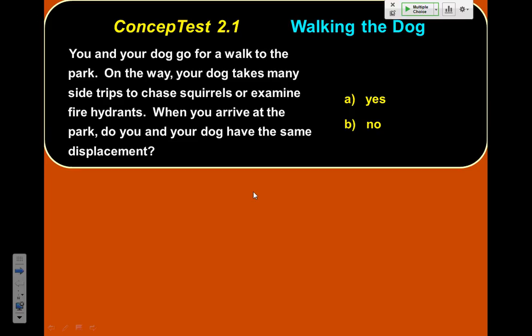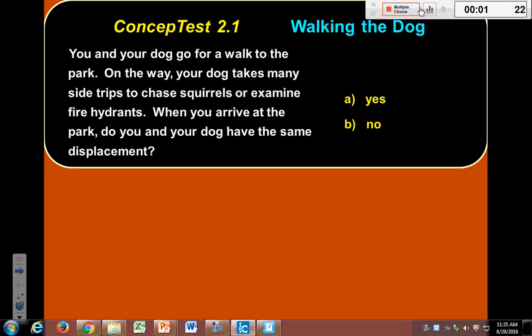All right, you and your dog go for a walk through the park. On the way, your dog takes many side trips to chase squirrels or examine fire hydrants. When you arrive at the park, you and your dog have the same displacement. So you're walking at the park and your dog's going crazy, going all over the place. You have the same displacement. All right, we'll stop at 30.